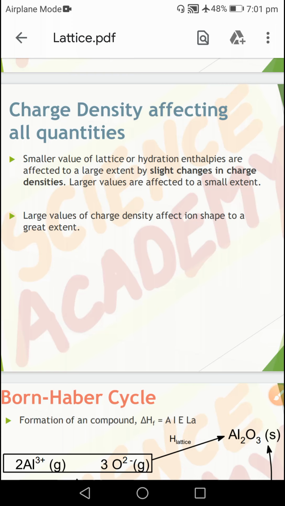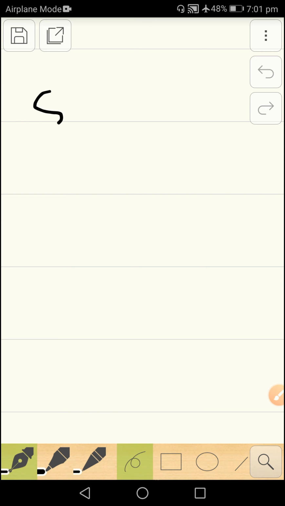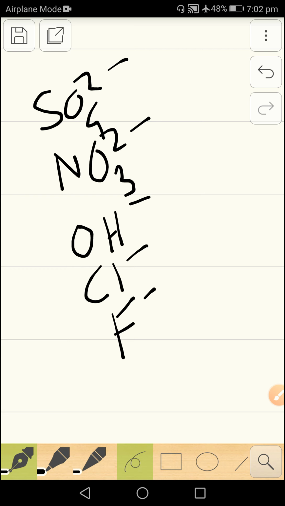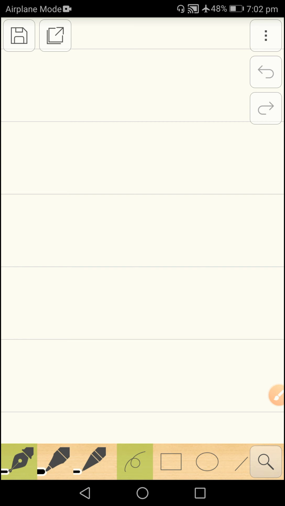It may include, for example, the solubility of all the sulfates, okay, solubility of the nitrates, solubility of the hydroxides, solubility of the chlorides, solubility of the fluorides. Okay, all right. Now let's go to some explanations. Now let's talk about the sulfates. Okay, sulfates and nitrates. They all have got the same explanations.